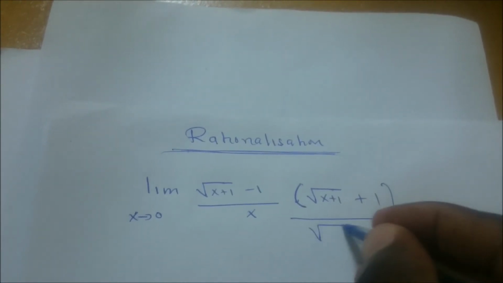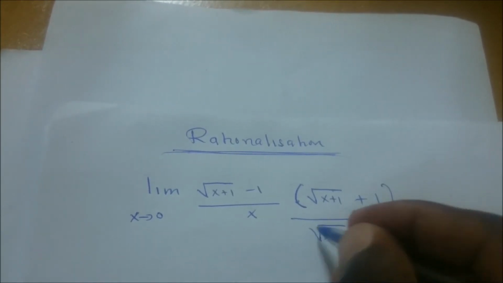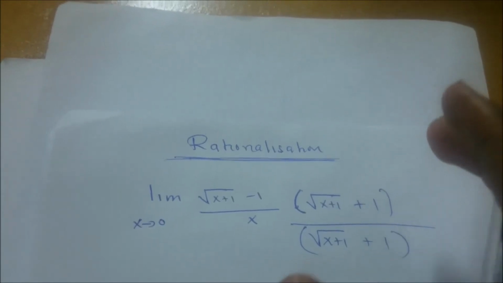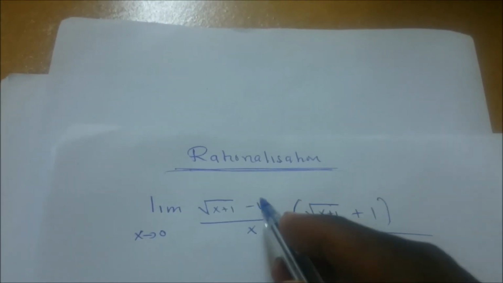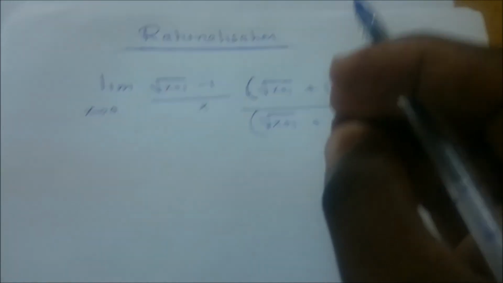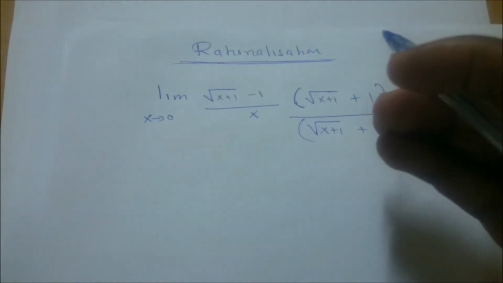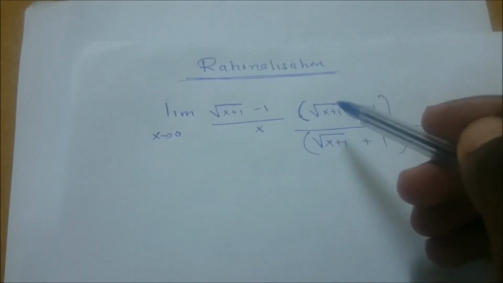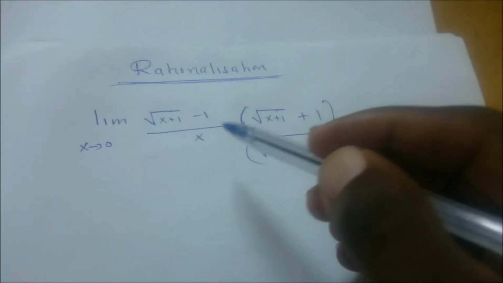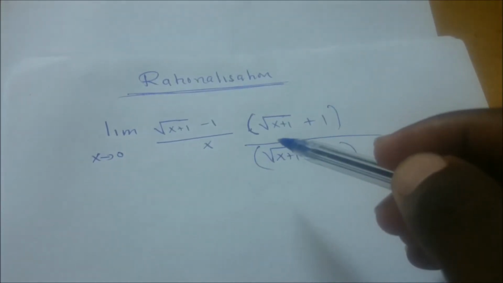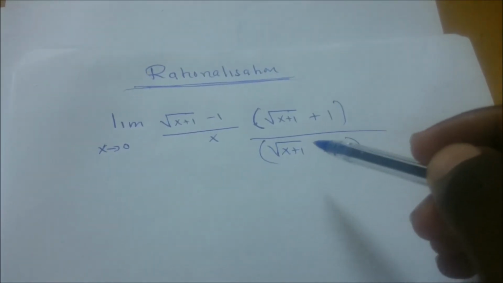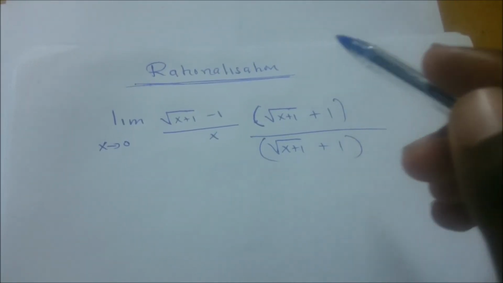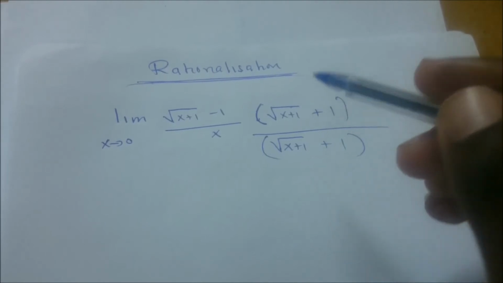Over the root of x plus 1, we're using the conjugate of the denominator. If you are told to rationalize, you need to identify which part has got a radical symbol. If the numerator has got a radical symbol, then you are rationalizing the numerator. If the denominator has got a radical symbol, you are rationalizing the denominator. And if you're rationalizing the denominator, do not tamper with the numerator. If you're rationalizing the numerator, don't tamper with the denominator.